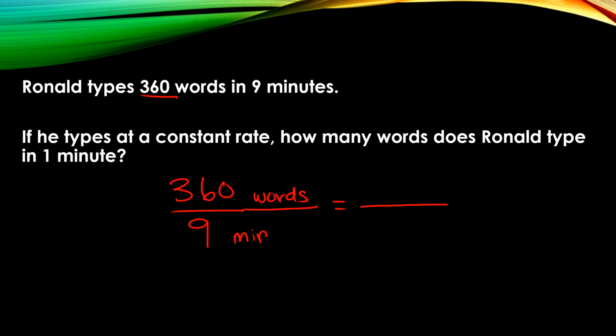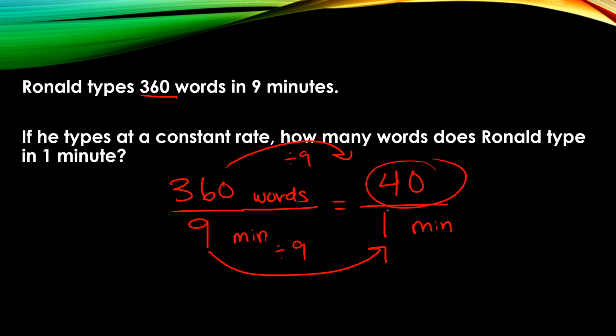I want to know how many words he can type in 1 minute. So I'm going to divide top and bottom by 9. 360 divided by 9 is going to give me 40, which means he can type 40 words in 1 minute. And you can type 360 divided by 9 into that calculator if you would like, just to double check and make sure that you didn't forget a 0. I would always double check. So if you would like to, feel free to.